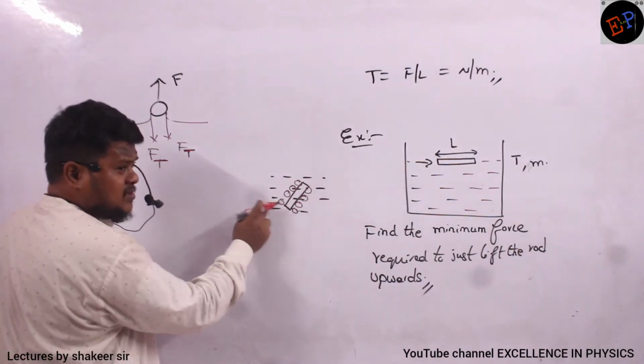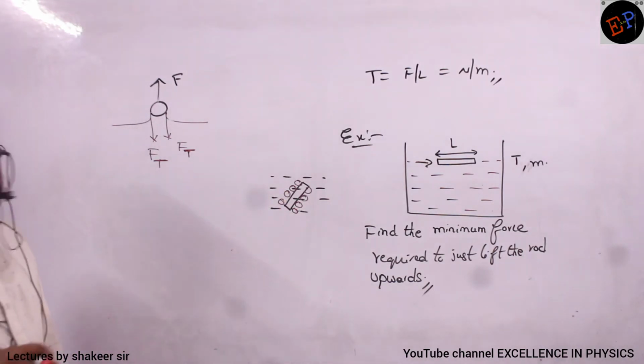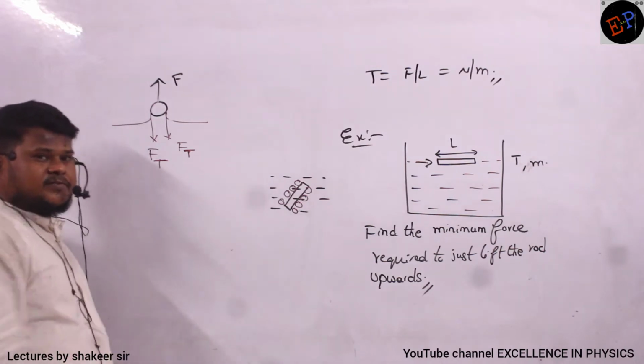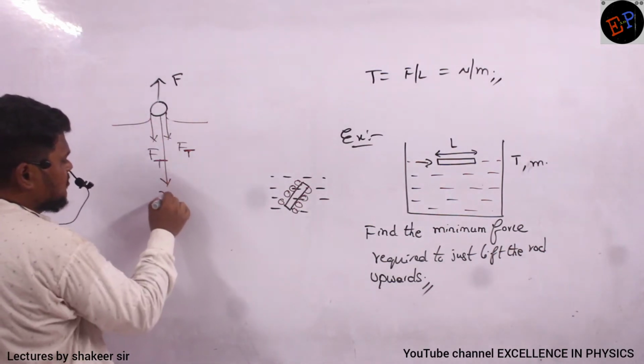Okay, ma? So this is the length of the rod on which forces are acting on both sides. So the length will become double. Or we can say forces are acting on both sides. Clear?